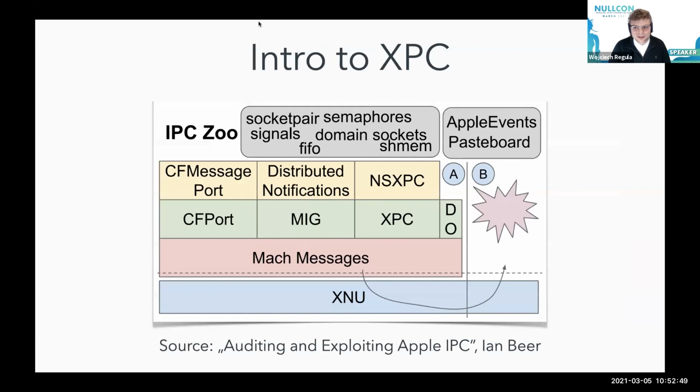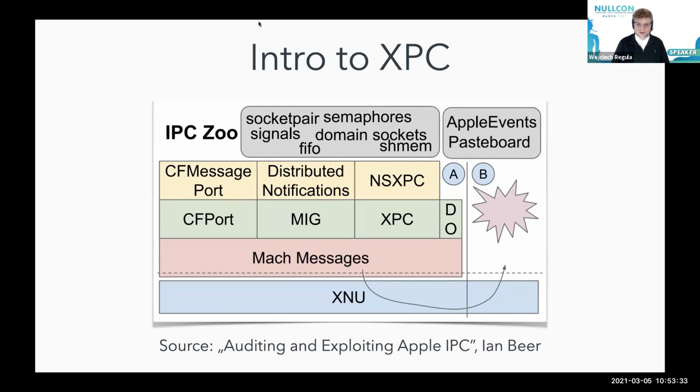But before talking about XPC, I'd like to introduce you to macOS inter-process communication in general. As you can see on the diagram, there are a lot of IPC mechanisms in macOS. It's even called a zoo. Most of the popular inter-process mechanisms are based on Mach messages, and you can see MIG, distributed notifications, XPC, and on top of that NSXPC. And as you can see, almost all of this zoo goes through Mach messages.